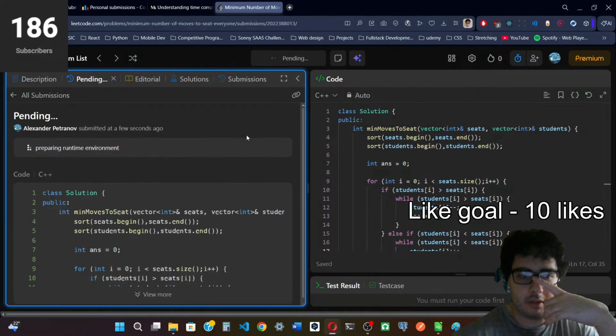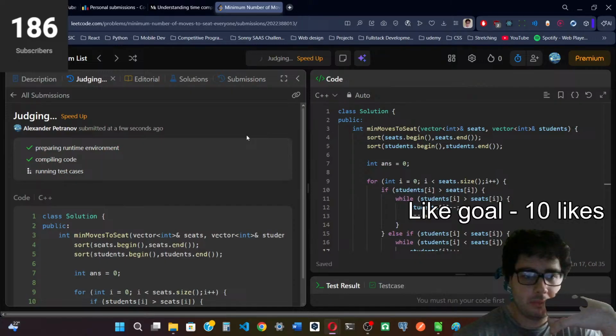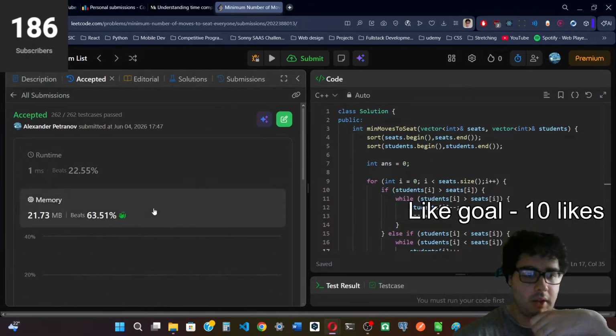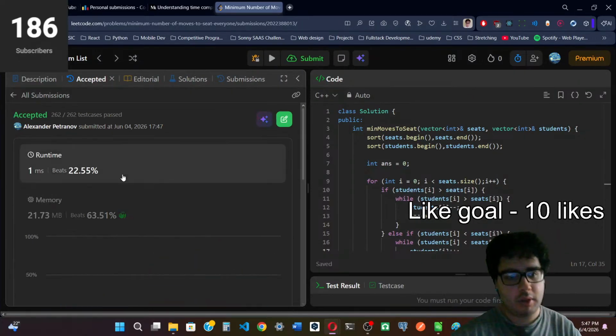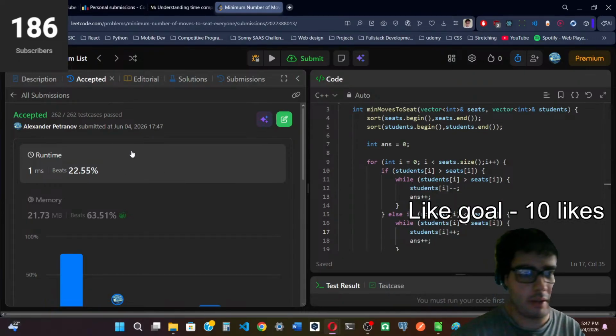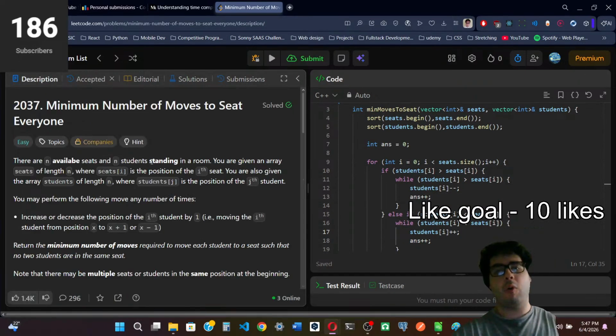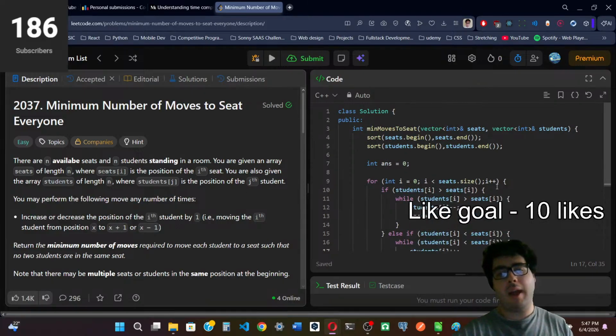We can submit this again, and it should pass. Again, memory pretty good. Runtime not as good. Again, guys, I am not always showing the most optimal solution. I'm just showing how I have been able to solve it.